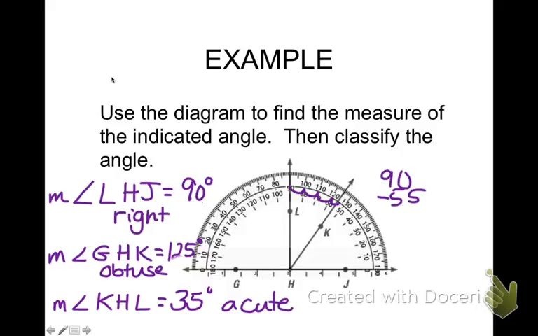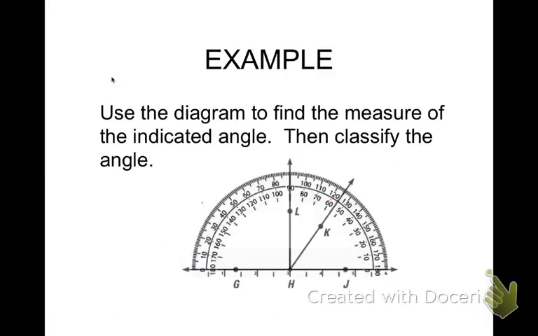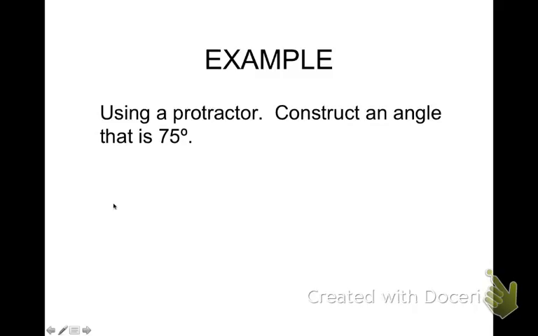Good. All right, so now let's actually use our protractors to practice making angles. All right, so we need to construct an angle that is going to be 75 degrees. How are we going to do that? Well, the first thing we need to do is make an initial ray. So somewhere in that blank space, use the straight edge part of your protractor and make a line. Put an arrow on the side and make it look like it's a ray.